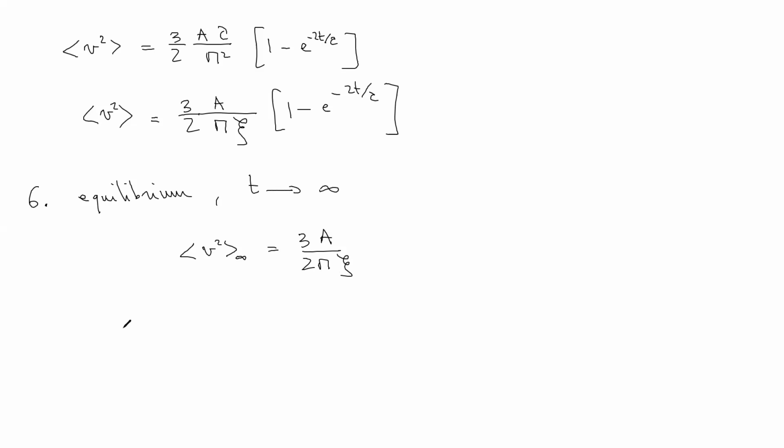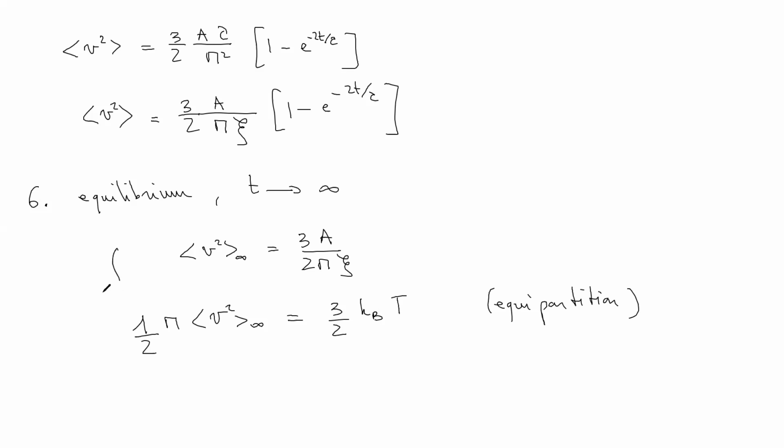But at the same time, we know that at equilibrium, the average of the kinetic energy, which is this guy, should be given by kBT over 2 per degree of freedom, and we have 3 directions in space, so something like that. That's equipartition. All right, so we have those two relations that should be consistent with one another.